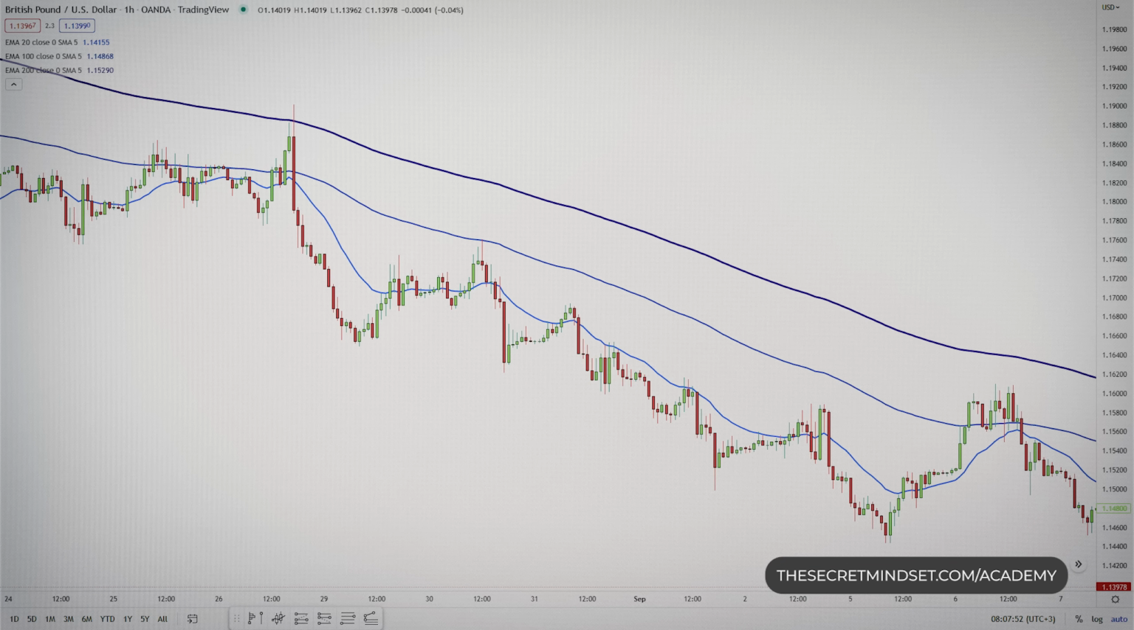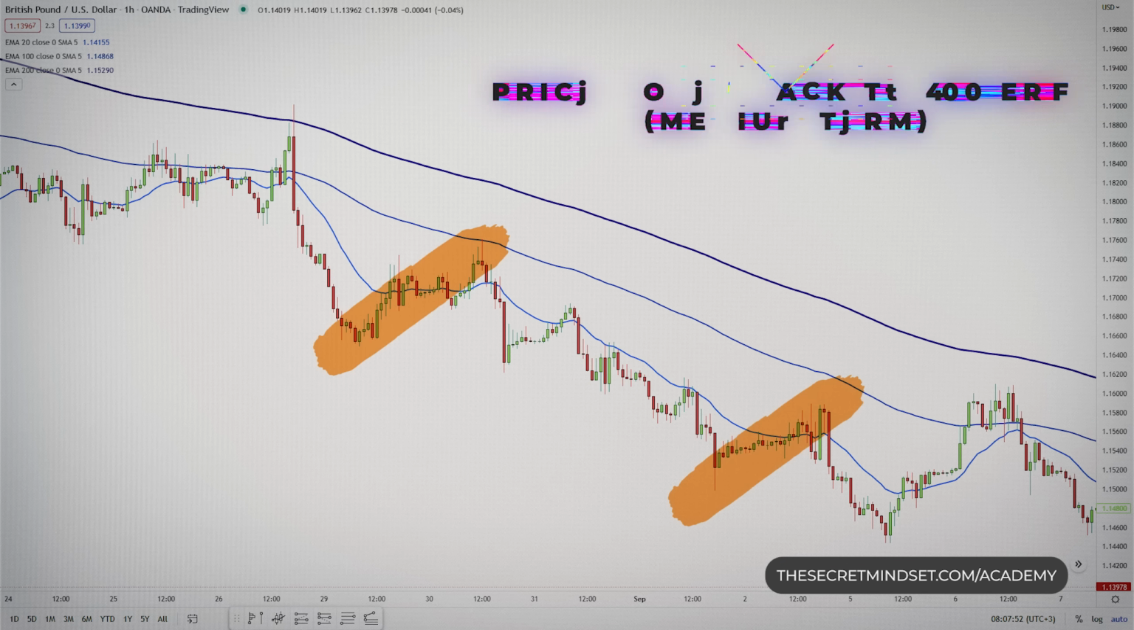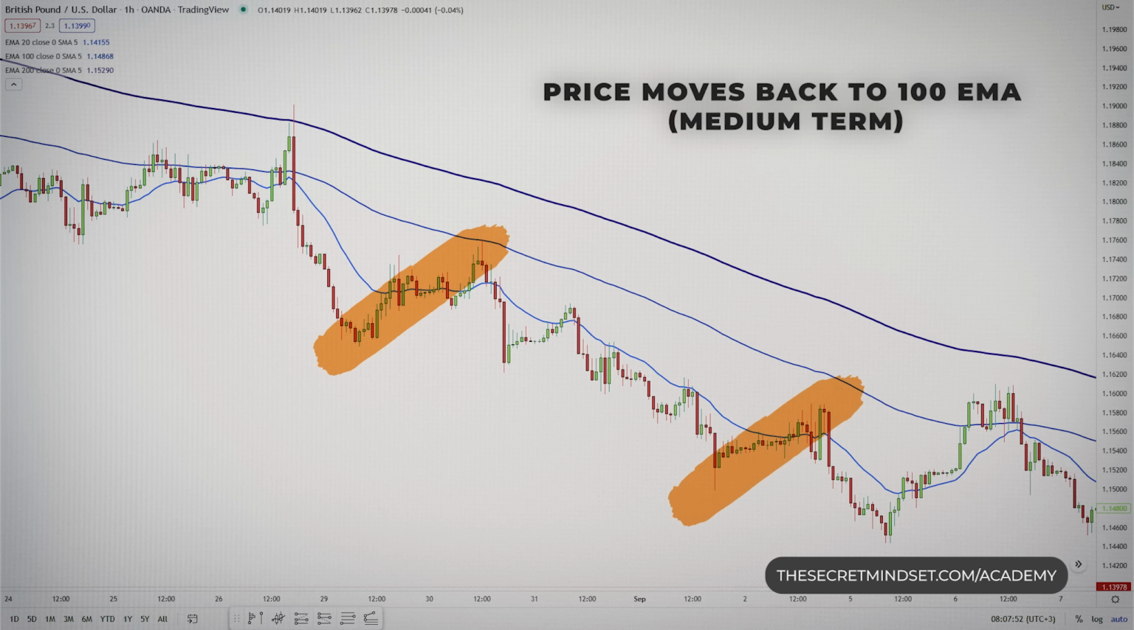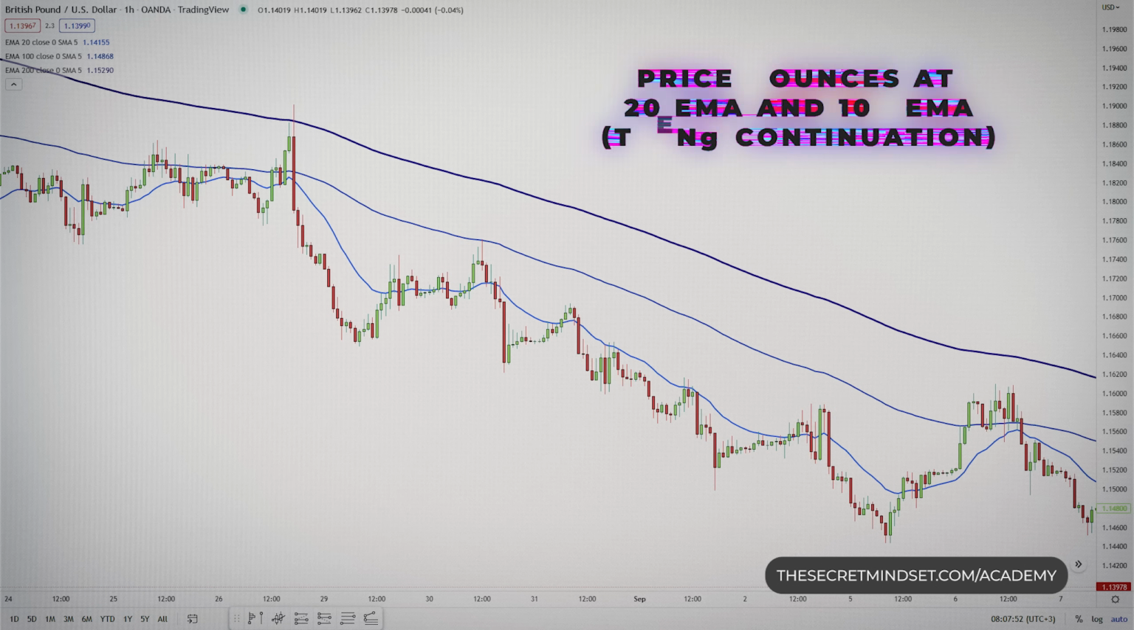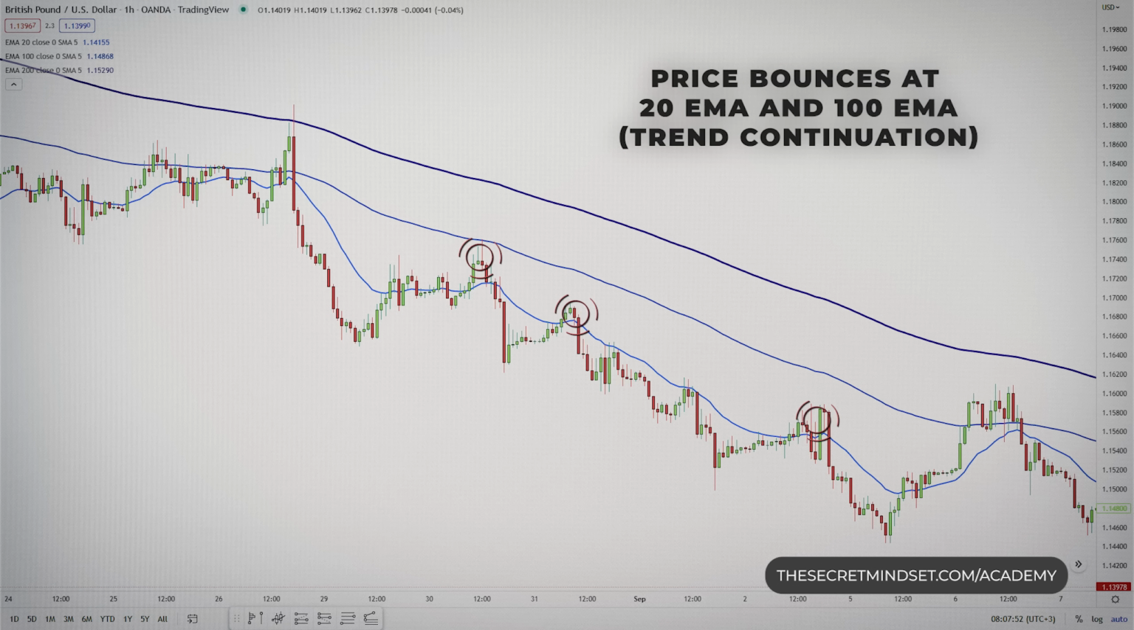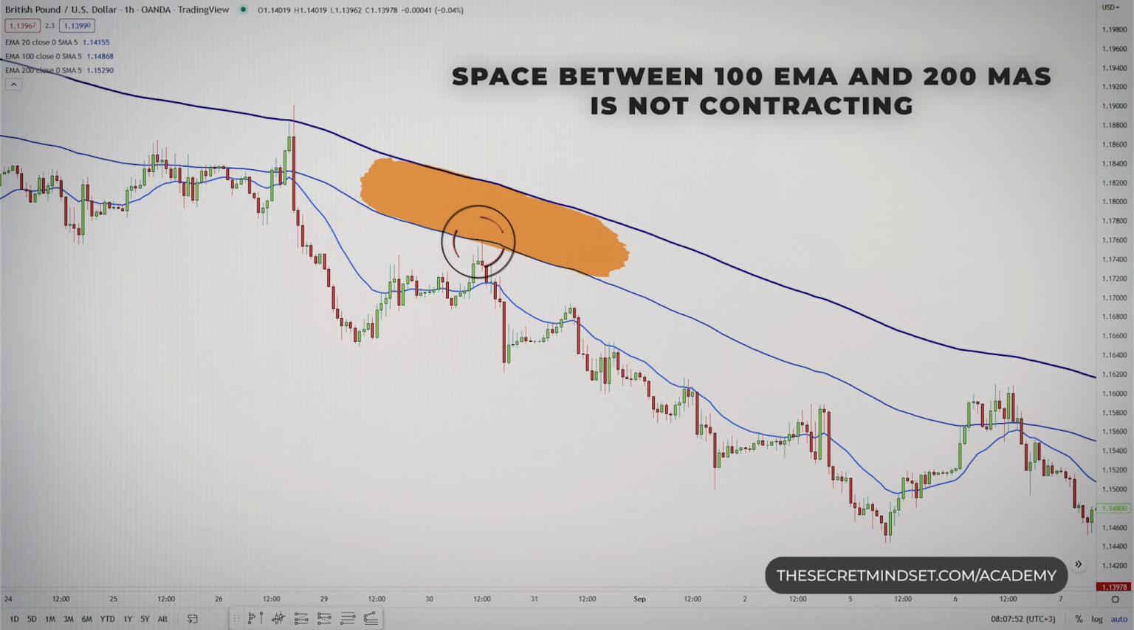And here's a shallow pullback in a downtrend. Price moves back to the 100 EMA. Price bounces at the 20 and 100 EMA, and the trend resumes. And the space between the 100 EMA and the long-term 200 EMA is not contracting.